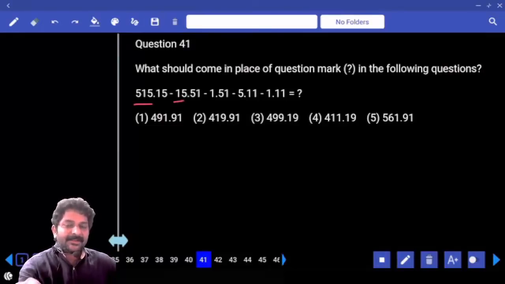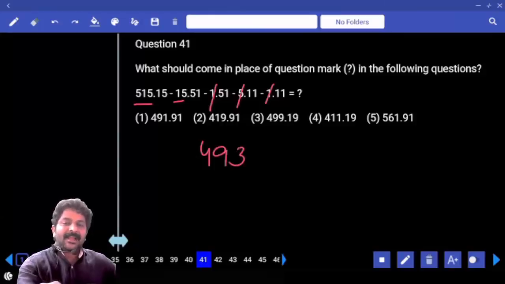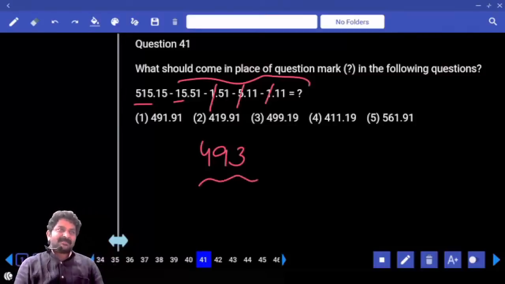500 minus 15, 1, 5, 1, 7. We have to subtract 7. 4, 93. And we have negative numbers, right? So we are done with the answer actually.